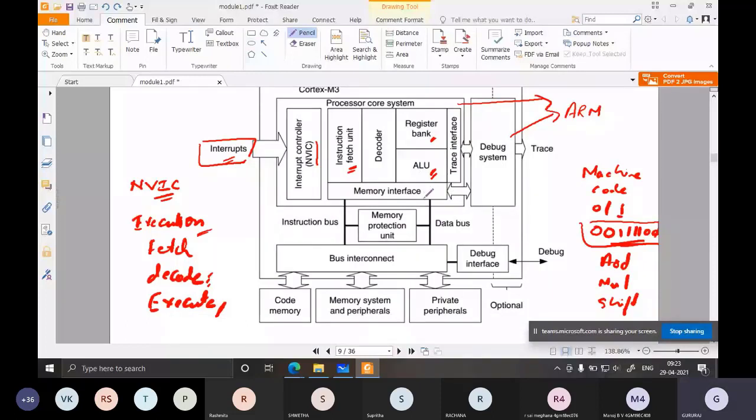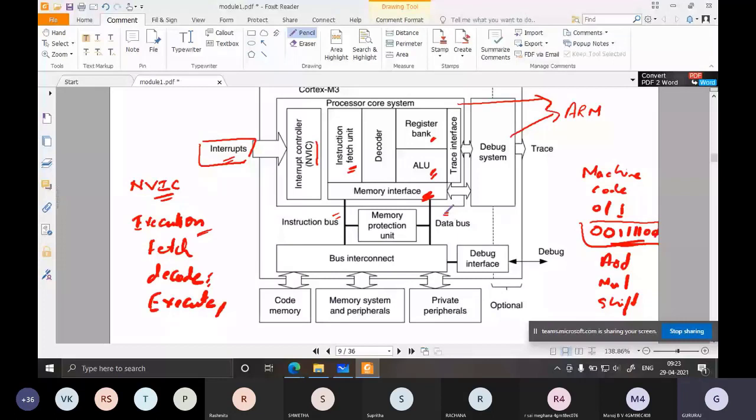Then there will be a memory interface. Why do you require an interface? Because you have to interface the instruction bus and the data bus. You can see a separate instruction bus is there, and a separate data bus is there, so that instruction and data access can be done simultaneously.